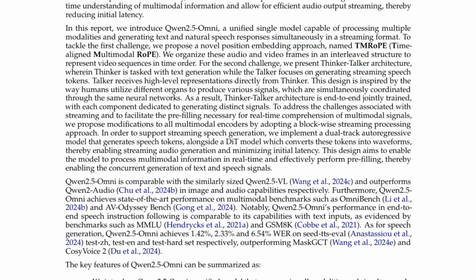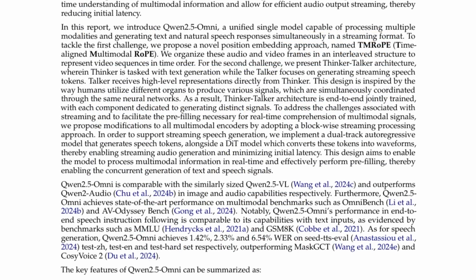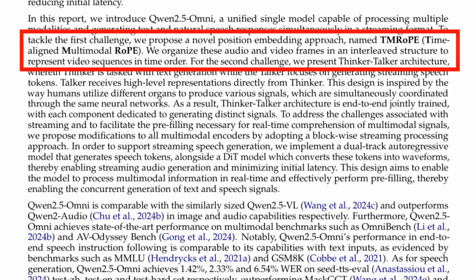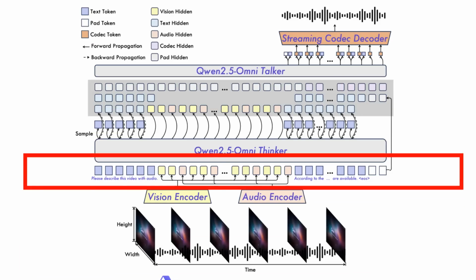One of the things they talk about in the paper is a whole new way of doing this time-aligned multimodal RoPE, or rotary positioning embedding. Basically, how do they get the embeddings so that for things like audio and video, it knows what happened when? These new positional embeddings allow it to organize video frames and interleave the audio with a kind of timestamp, so that it can make use of the temporal information that's coming in, whether from video or audio.